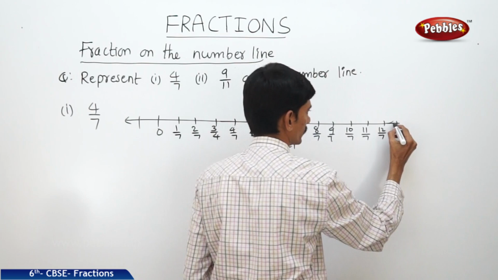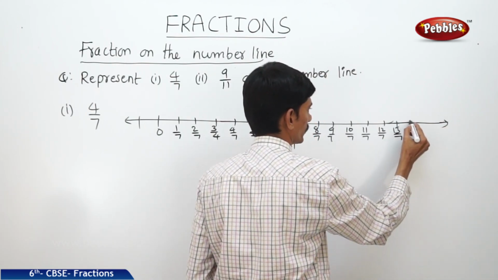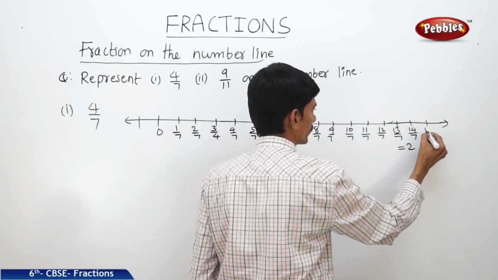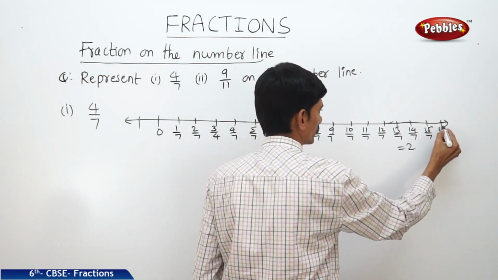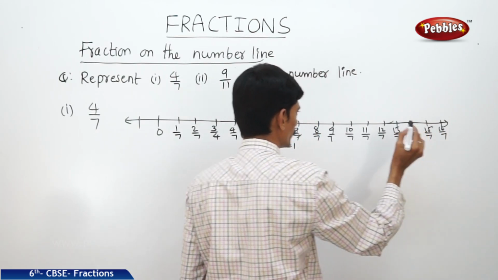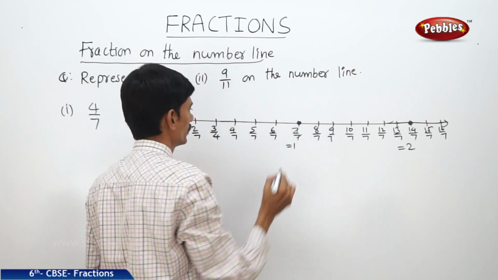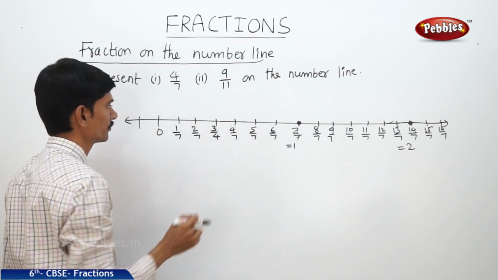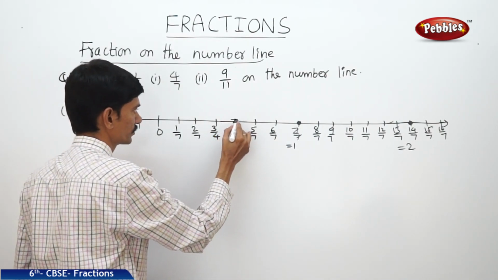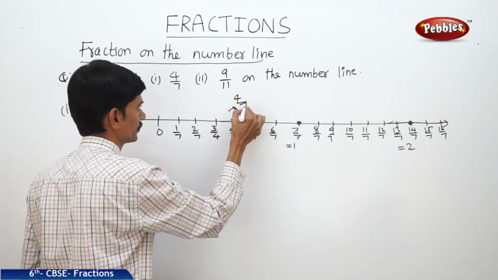Next 13/7, 14/7, which is equal to 2. Then 15/7, 16/7. So this part is 2 and this part is 1. 7/7 is 1. But we want here 4/7. So here 4/7, this represents 4/7.